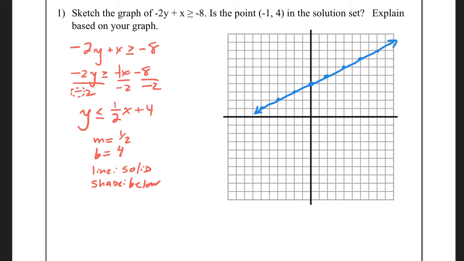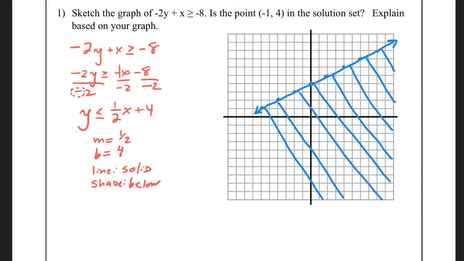And shading below this line, think about it as a kind of like 3-dimensional object. Below the line would look like this. With shading, you don't have to sit and color in every single box with like a charcoal pen. You just have like the lines coming out of it like this. I like to go all the way to the edge of the graph, and that's our inequality.